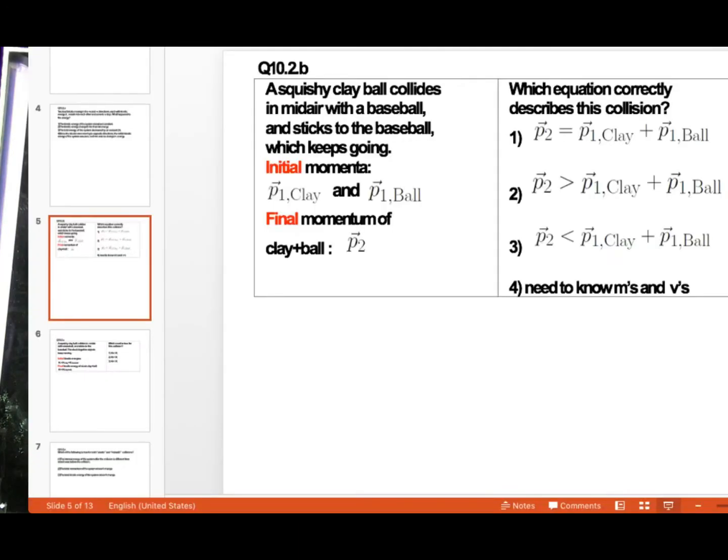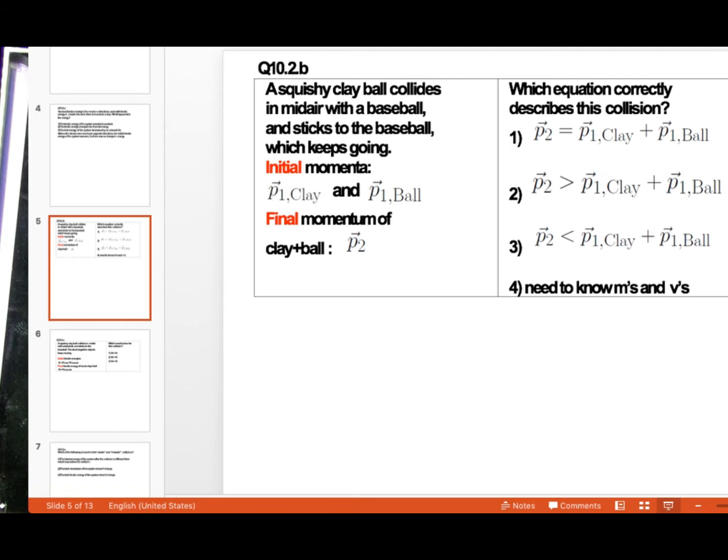In the next example, we have a clay ball which is squishy, meaning that it can be deformed, and it collides in mid-air with a baseball. So we have a squishy ball colliding with a non-squishy ball, which is a baseball, and it sticks to the baseball. Not only that, the clay ball would be deformed after it sticks. So which equation then describes this collision?